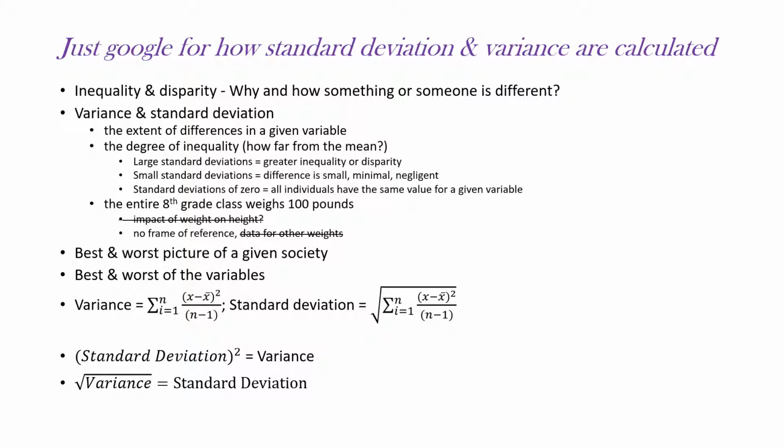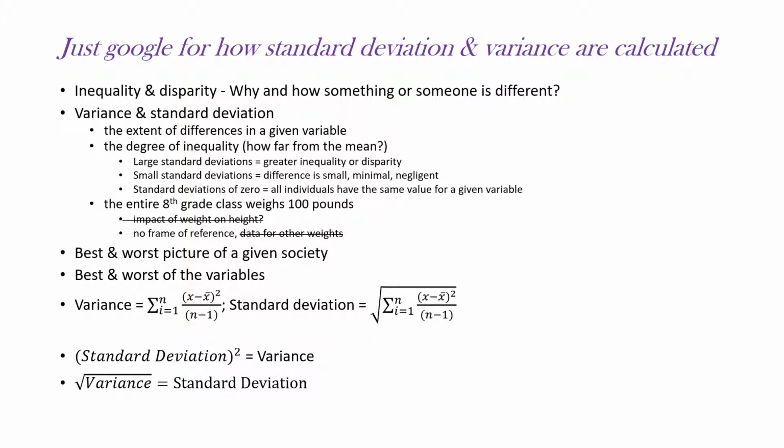As measures of inequality or disparities, standard deviation and variance paint the best or the worst picture of a given society. Or put it this way, they paint the best or the worst of a variable in our data.